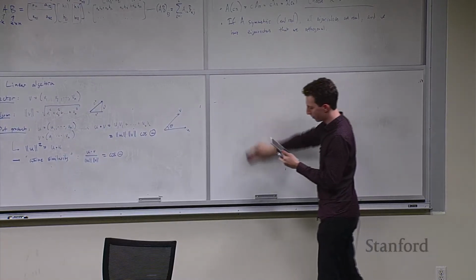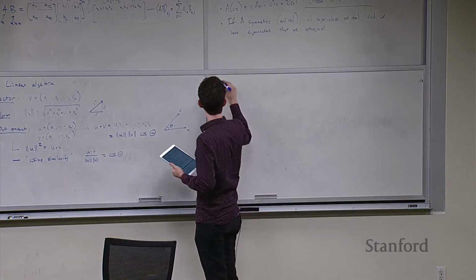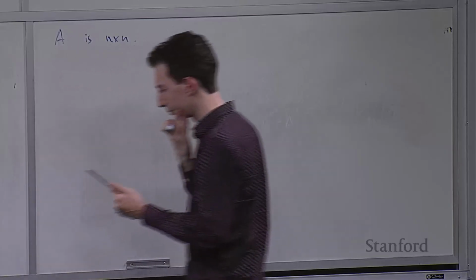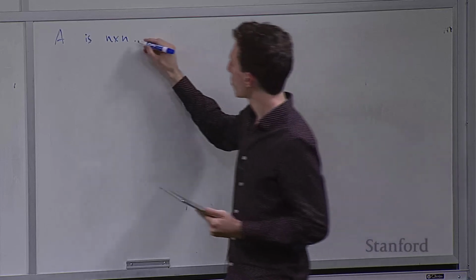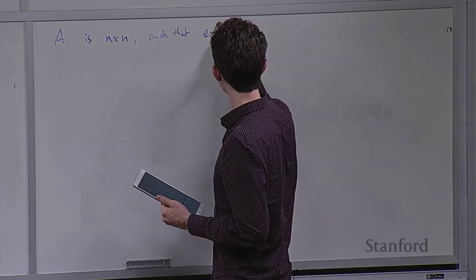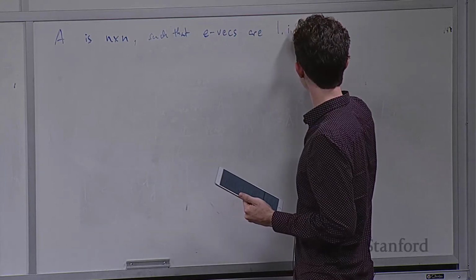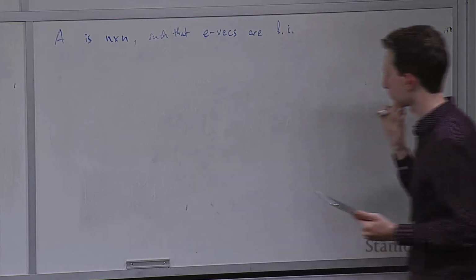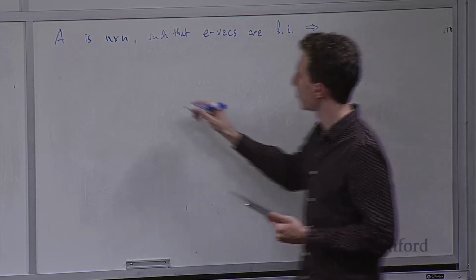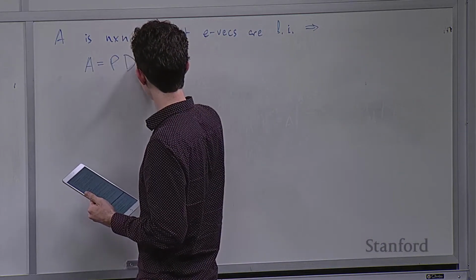So if we have an n by n matrix, i.e. a square matrix, such that its eigenvectors are linearly independent, this means that I can write the matrix A as the following matrix multiplication for some special matrices.